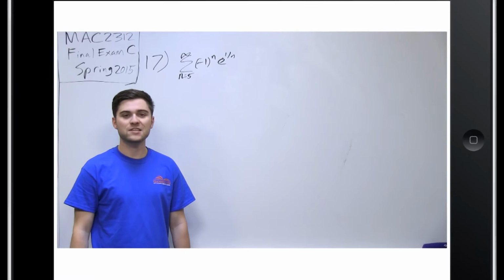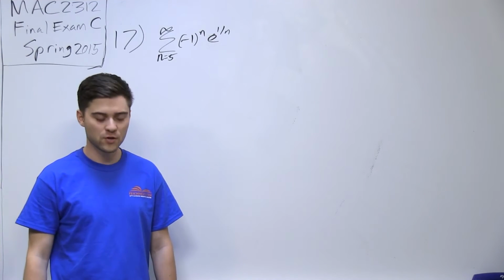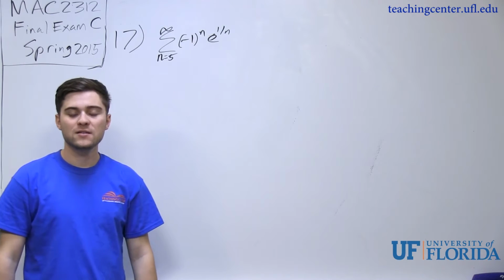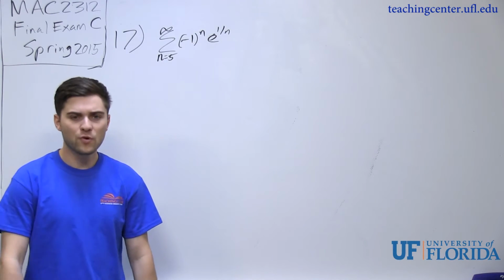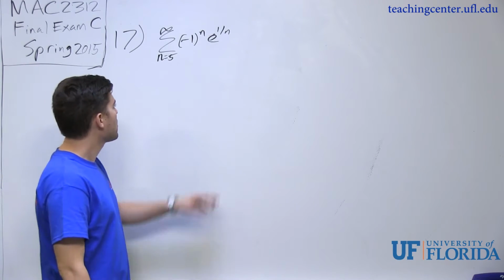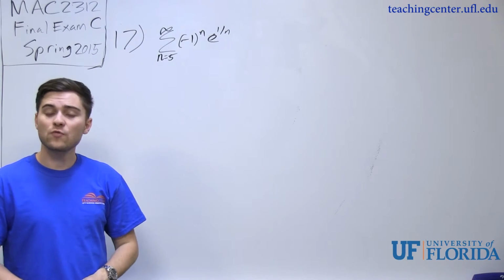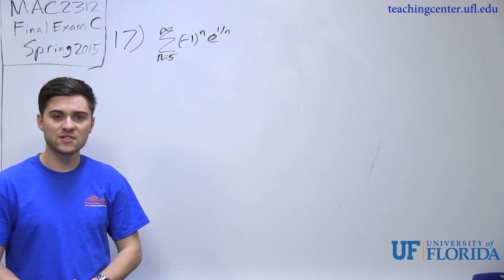Problem 17 is asking you to find which of the following series are convergent. The first series I have written up here is negative 1 to the n times e to the 1 over n. To prove if that's convergent or divergent, there's a couple different things we can do. First thing I do notice is that it is an alternating series, so if we just go ahead and try to apply the alternating series test, that should tell us.